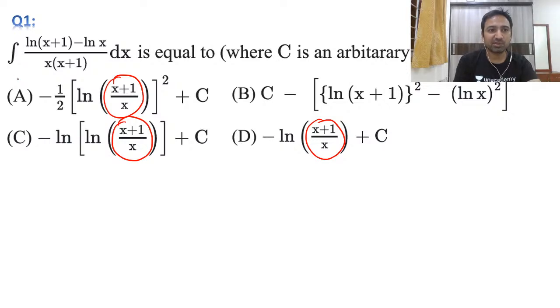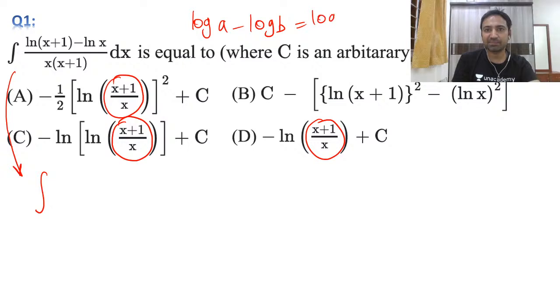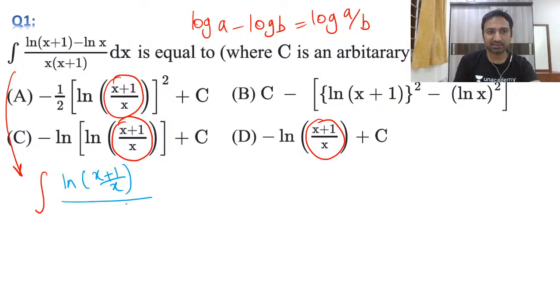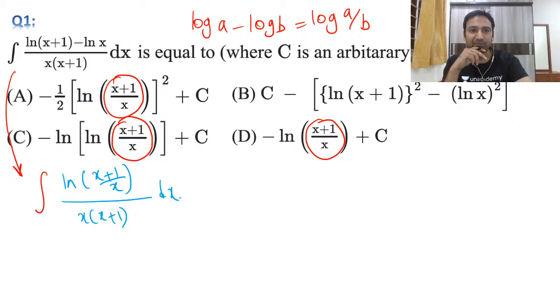So for that, we'll modify this given equation. We have the formula log a minus log b is equal to log a by b. By using this formula, can we write log (x plus 1) minus log x as log of (x plus 1) by x, into dx by x into (x plus 1)? Right. Perfect.